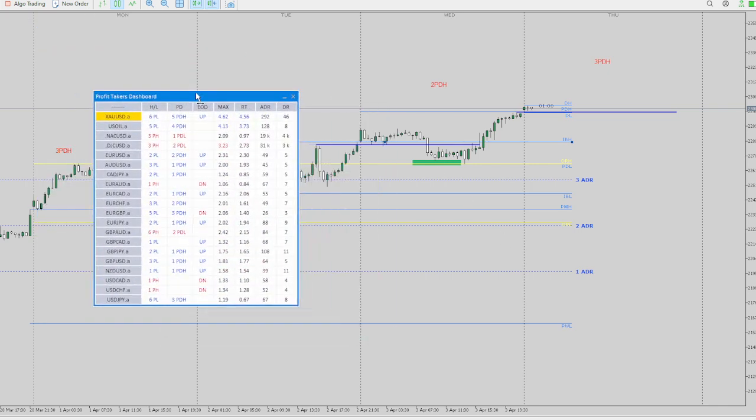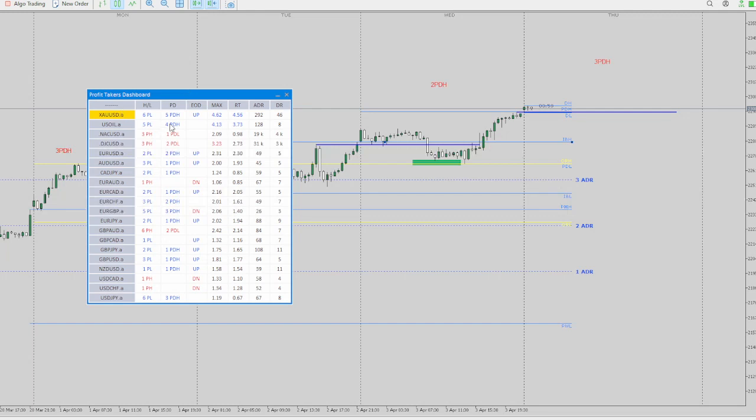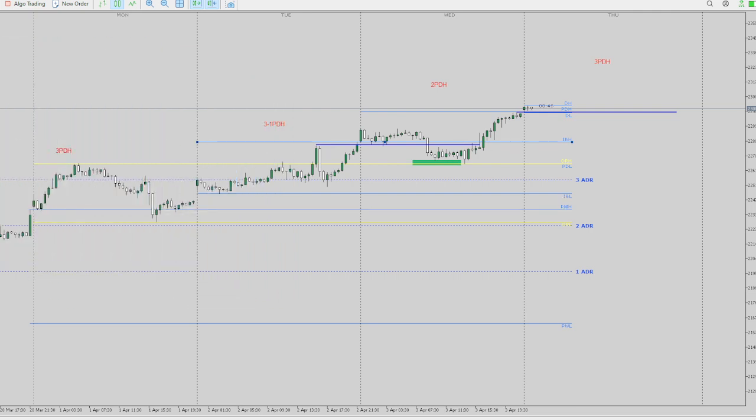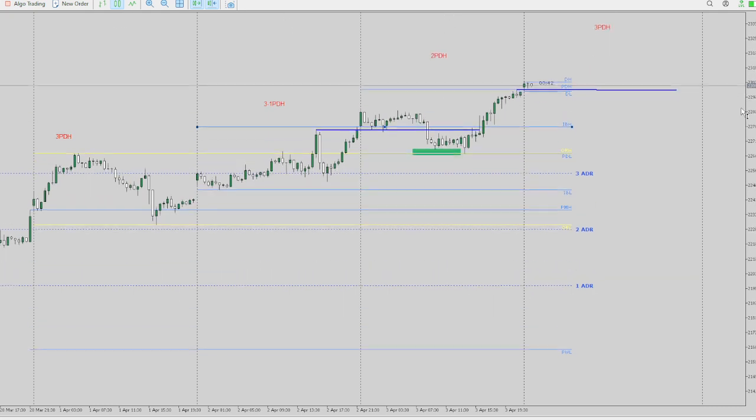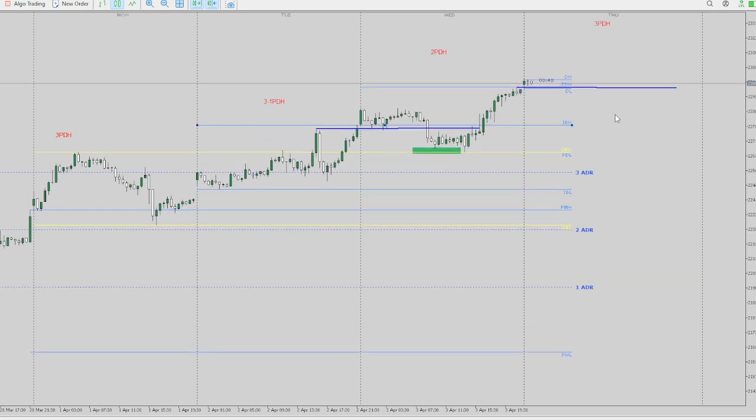So Gold. Gold is now 6 days out from the peak. Five previous day high breaks. We closed up. We're getting close to a max ADR on this particular symbol, on this instrument, metal. All right, so here's what I'm thinking.